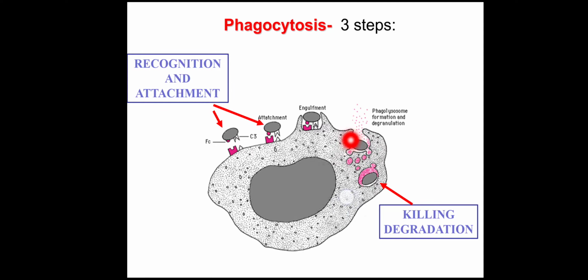Now the third stage is that it is ingested inside the cell. It takes the microbe inside the cell, and inside the cell there are lysosomes. The lysosomes fuse with the vacuole containing the microbe. The vacuole containing the microbe is known as the phagosome, and these are the lysosomes. So there is a formation of the phagolysosome, and inside this phagolysosome there is killing and degradation. So these are the three basic steps.